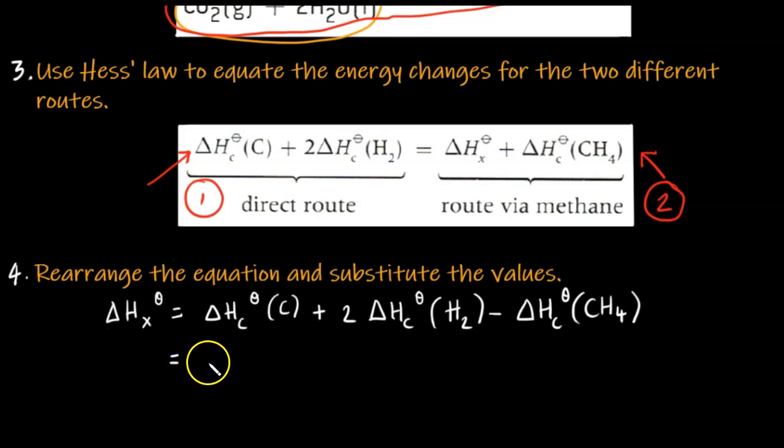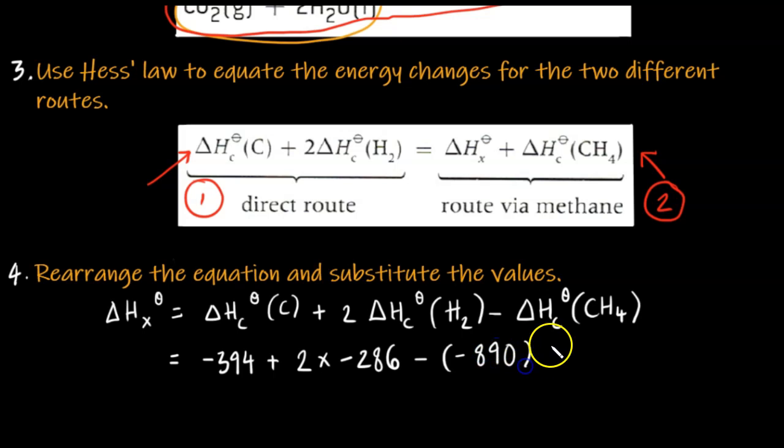So this equals negative 394 plus 2 times negative 286 minus negative 890 kilojoules per mole. This gives the answer negative 76 kilojoules per mole.